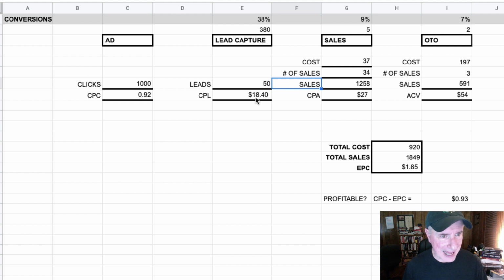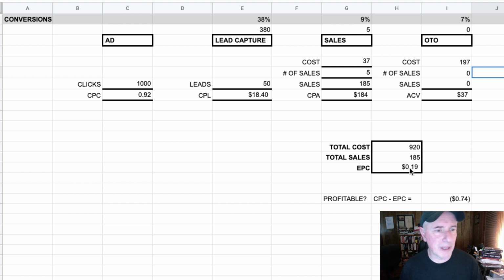It's gone up to $18.40. Now, when you take 9% of the number of leads, it now ends up 5 instead of 34. So we put that in there, and 7% of this number ends up with nothing. You end up with 0, which again, is unlikely. And again, you're seeing your cost per click is 92 cents, but you're losing 74 cents because your earnings per click are far less than your cost.